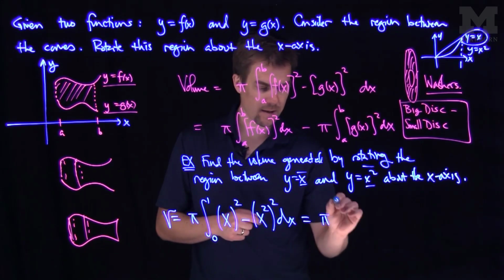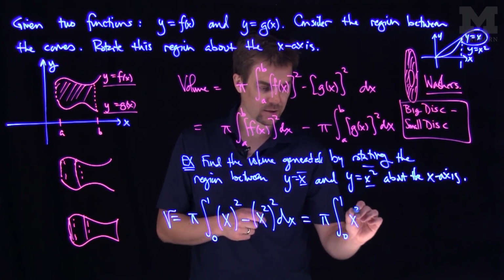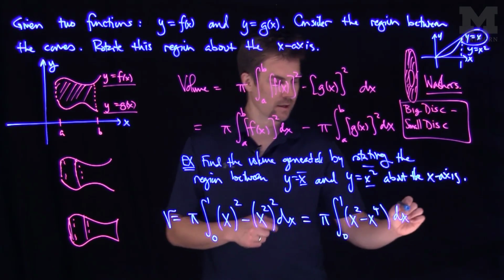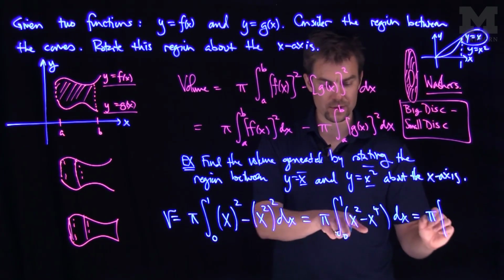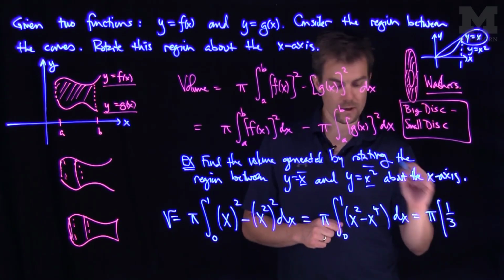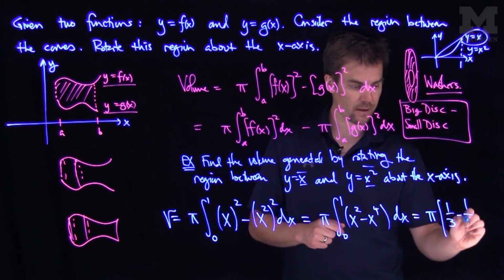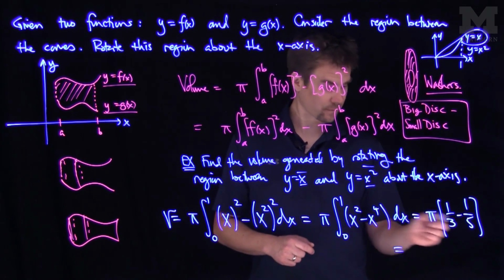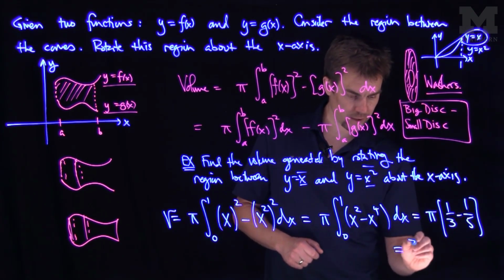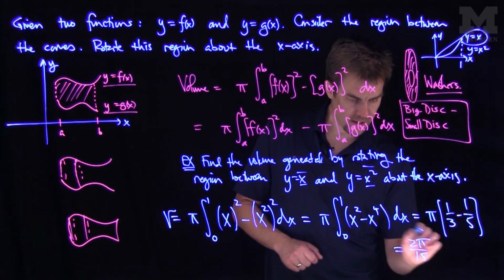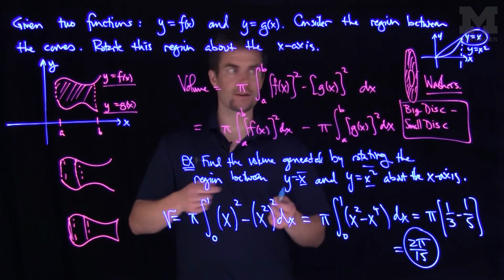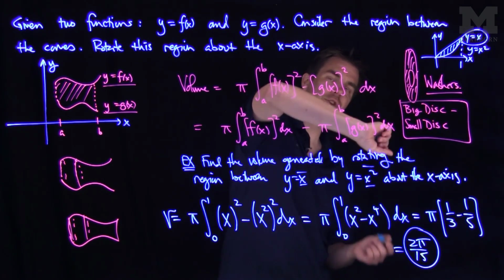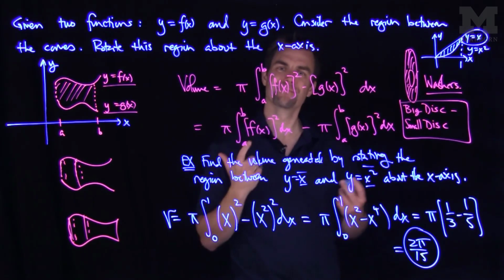So this will be pi, the integral from 0 to 1 of x squared minus x to the 4th power dx. So if we check this, the first thing, x squared, will integrate to a third. The second thing, x to the 4th, will integrate to a fifth. So I have a third minus a fifth. That's going to be 2 over 15. So I get 2 pi over 15 is the volume that you get when you take this region over here, this sort of banana-looking region, and you rotate it about the x-axis. Thank you very much.